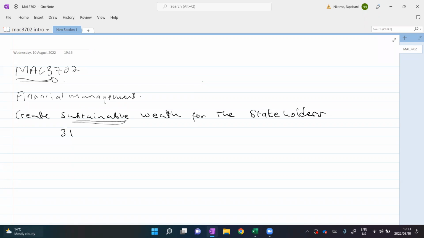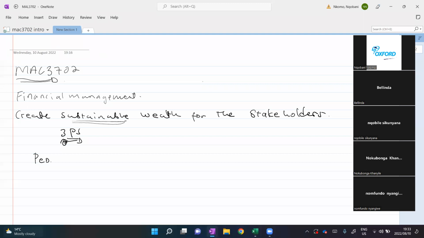That's why at UNISA, we say that a financial manager or an organization should consider the 3 Ps. The first one is the people, then the planet, and also the profit. We are simply saying that an organization should act responsibly, because if you don't take care of the people, you might not be a going concern, because your employees might go on strike, or even the environment in which you are operating. When you are looking at the people surrounding the organization, that is the stakeholders, the entity should look at that.